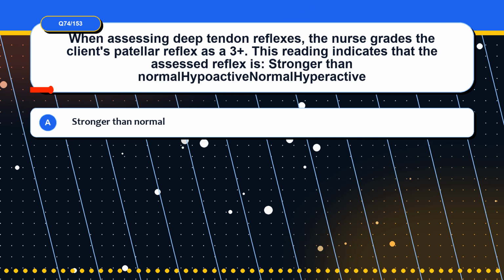Question 74. When assessing deep tendon reflexes, the nurse grades the client's patellar reflex as a 3+. This reading indicates that the assessed reflex is stronger than normal, hypoactive, normal, hyperactive. Here are the options. Option A, stronger than normal.